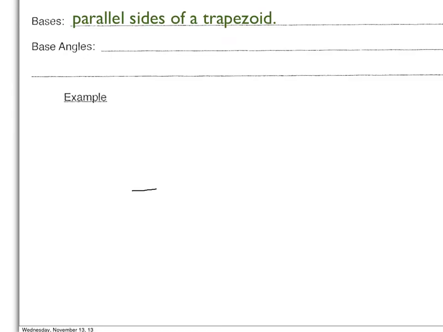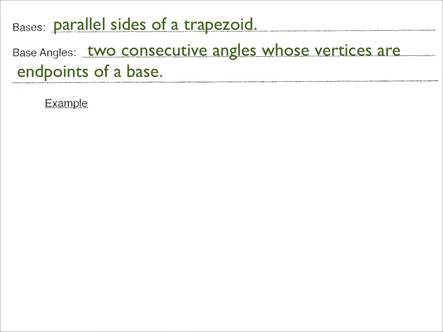Okay. Bases are parallel sides of a trapezoid. Anytime you have parallel sides, they may be on the top and the bottom, they may be on the left and the right, they may be neither left or right or top or bottom, but if they're parallel, they will be referred to as bases. Okay, so know that. And then finally, base angles are just the angles that make up the endpoints of the base.